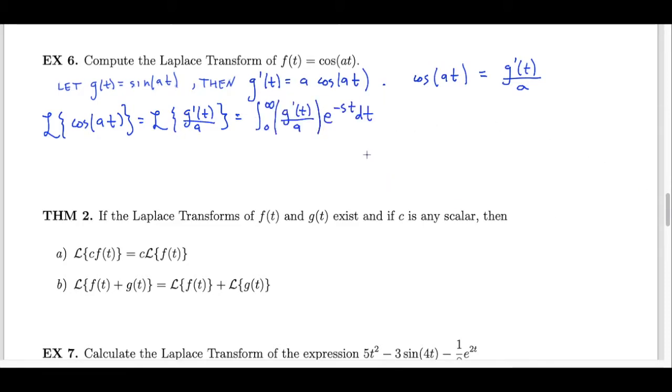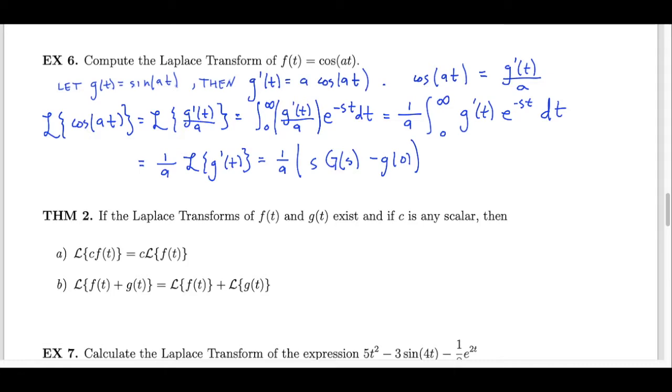And then you notice, again, this integral is an integral with respect to t. So this a is a constant, so I could certainly move that a outside the integral. And then this integral is recognizable as the transform of g prime of t. But we know what the transform of g prime of t would be based on example 4. So let me write that out.